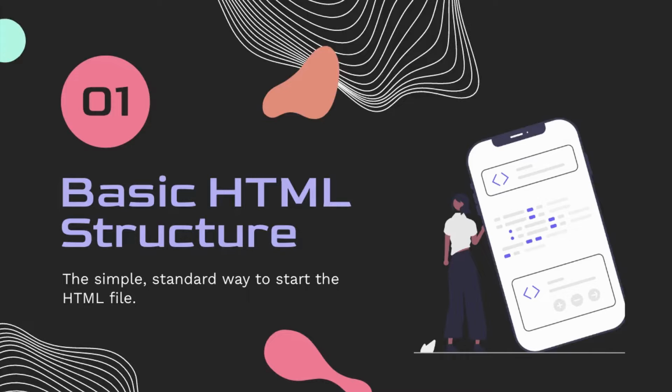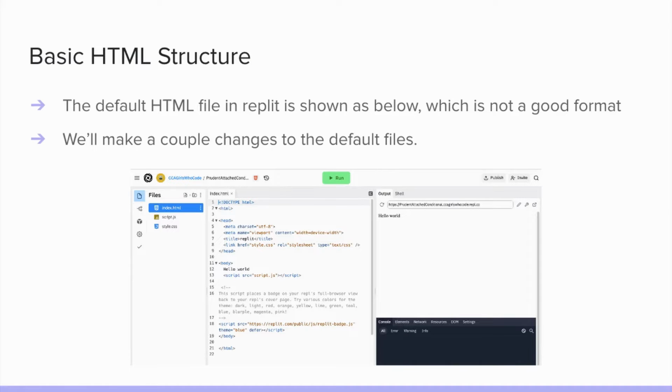Go ahead and open up the Replit file from the last lesson. Feel free to pause the video and do so. The default file looks something like the screenshot shown on the slide. The default file cramps style and script all onto the HTML page, which is not a good practice of coding. We want to separate CSS styling and JavaScript scripting from the HTML file.